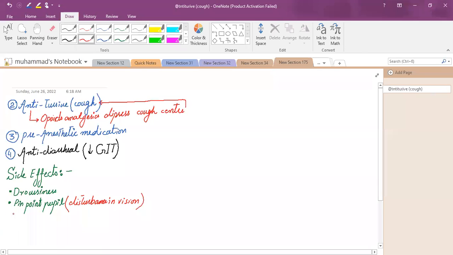Next side effect is on the cardiovascular system. That is hypotension. And the mechanism of hypotension is increased level of carbon dioxide, and carbon dioxide is vasodilator in nature, as we know. And in this way, the blood pressure becomes low.